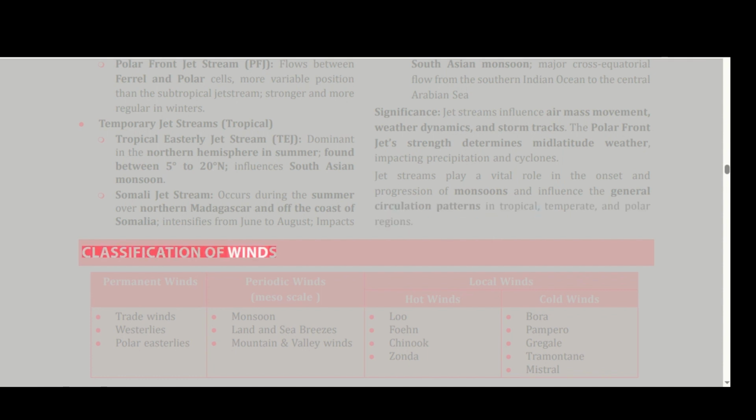Classification of winds. Permanent winds, periodic winds, mesoscale, local winds. Hot winds, cold winds. Trade winds, westerlies, polar easterlies. Monsoon, land and sea breezes, mountain and valley winds. Loo, Foehn, Chinook, Zonda. Bora, Pampero, Gregale, Tramontane, Mistral.